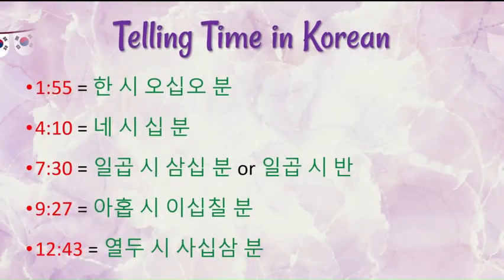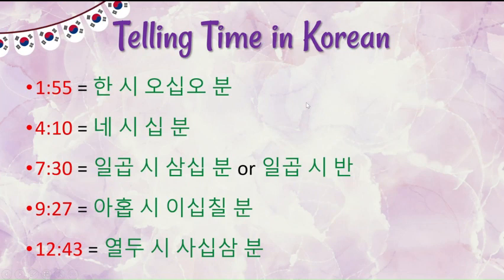Okay? Now here are a few examples to see how to tell time in Korean language. Suppose you are looking at a clock and you are telling the time in Korean. First one is 1:55. Suppose you have to say 1:55 in Korean.